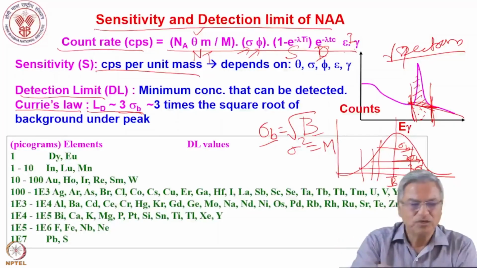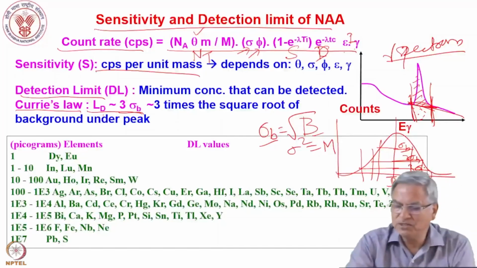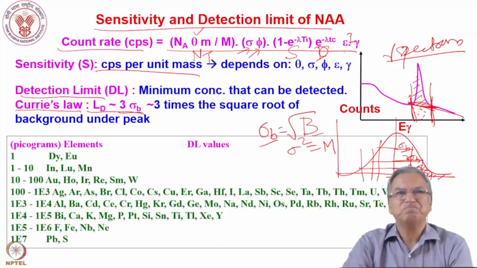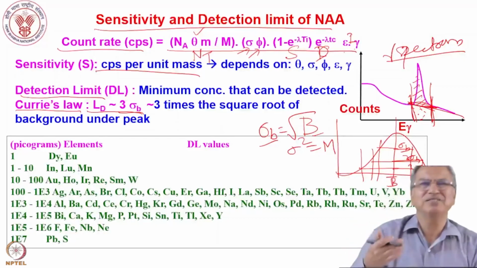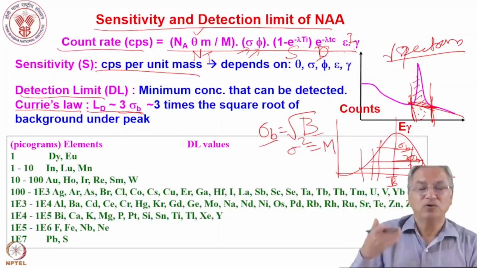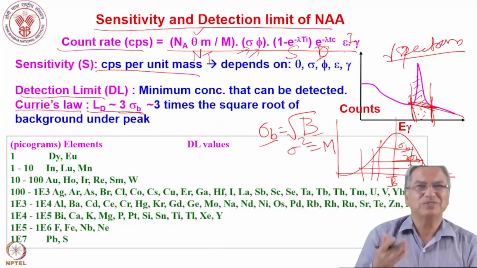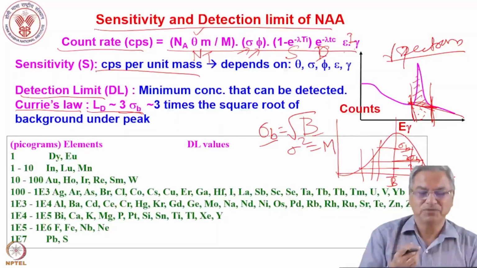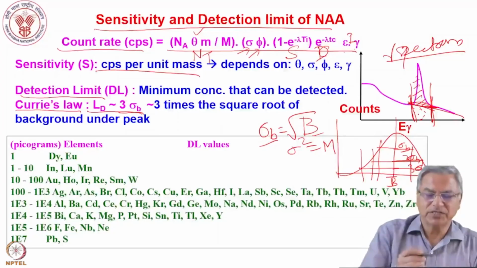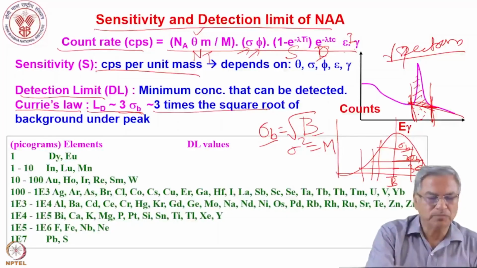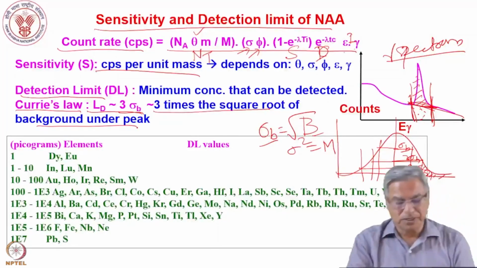So if the limit is 3 sigma, it means the count has to be more than background plus 3 sigma. So 3 sigma is essentially an indication of a confidence limit of 99%. You are 99% sure that your sample contains that element. That is the limit of detection: 3 times the square root of the background counts under the peak.